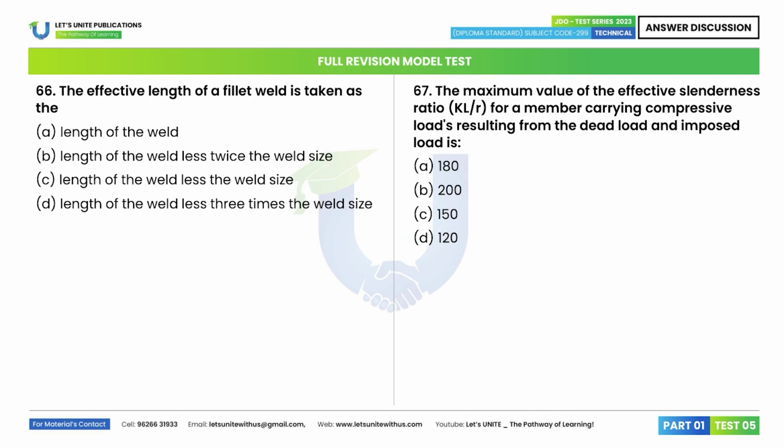Next, 66th question. Effective length of a fillet weld is taken as length of the weld less twice the weld size. Option B is the correct answer. 67th question. Maximum value of the effective slenderness ratio KL by R for a member carrying compressive loads resulting from the dead load and imposed load is 180. Option A is the correct answer.